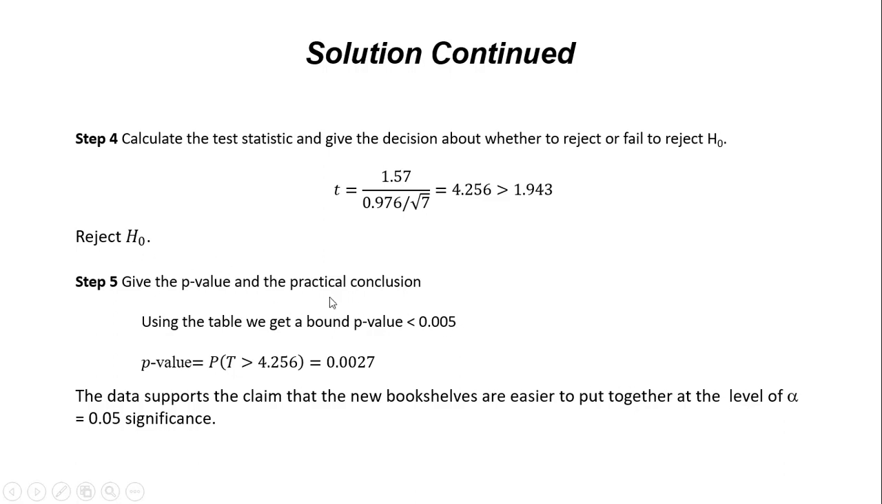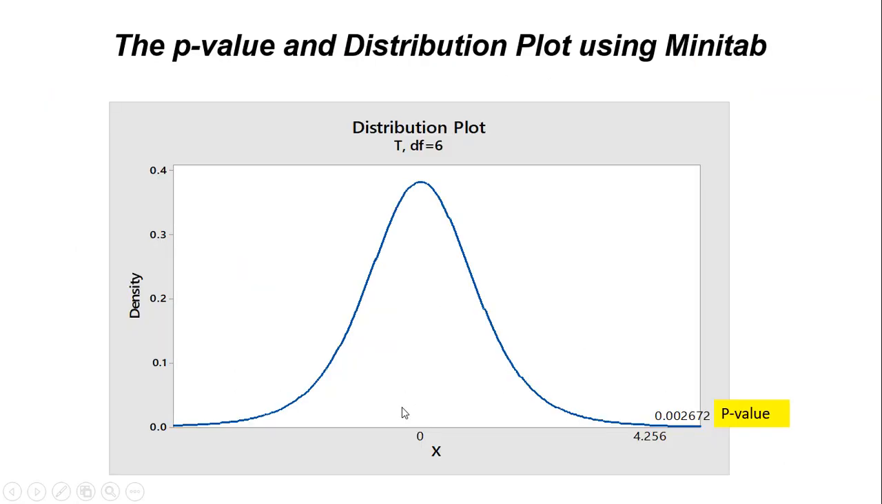which confirms that we would reject the null hypothesis. If we wanted an exact value, we could use technology and get the probability that t is greater than 4.256 is 0.0027. And we could see that once again using a Minitab distribution plot. When we enter the x value of 4.256, that's the test statistic, our p-value 0.002672 is the output from Minitab.